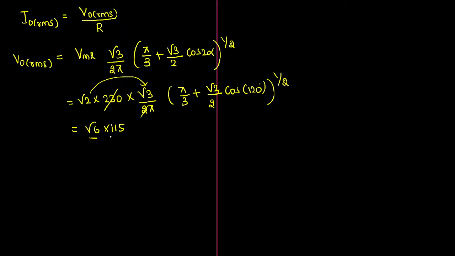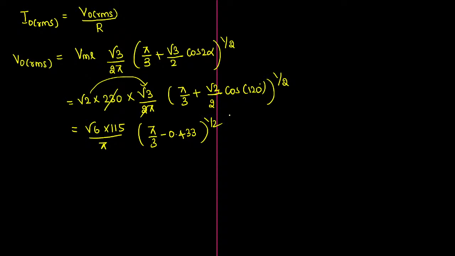Yes, 115 upon pi. So in the denominator, in the bracket, now find 120 times cos of 120 degree. It will be minus 0.5, right? Minus 0.5 into root 3 by 2. You have to substitute. So here, let me write down, I'll be getting pi by 3 minus 0.4333. That is what I am getting. Keep them all under root.